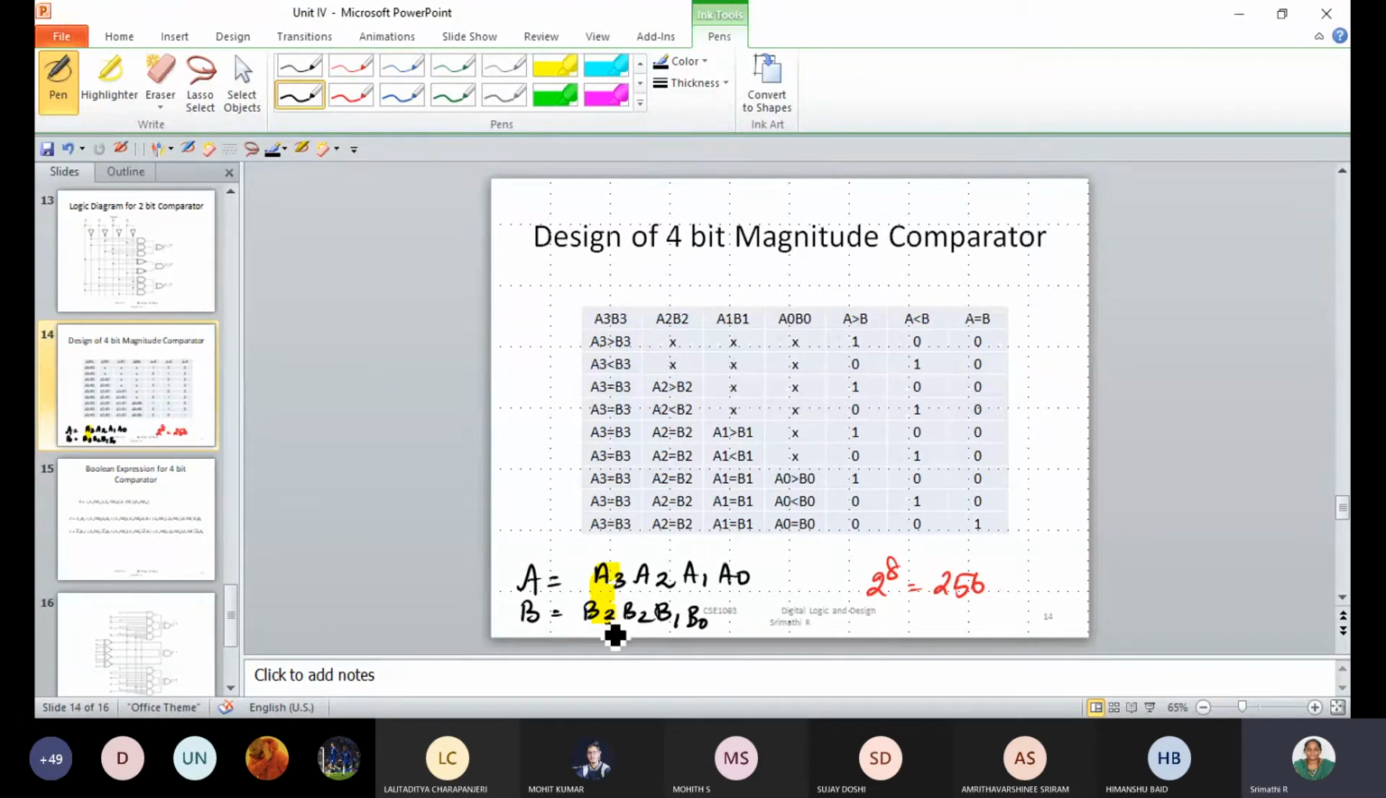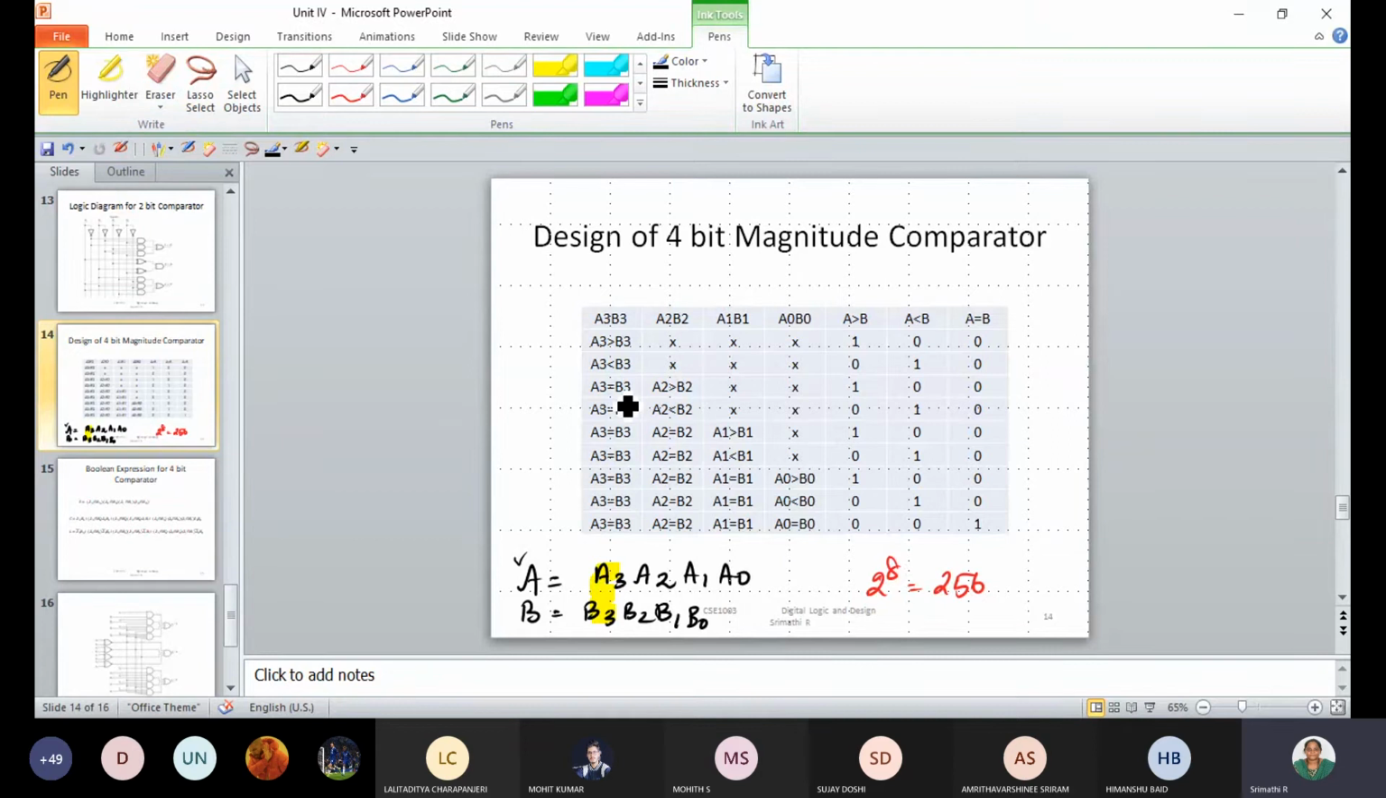Check if A3 is greater than B3. If A3 is greater than B3, definitely the number A is greater. Or if B3 is greater than A3, definitely the number B is greater. So for the first two conditions: A3 greater than B3 means A is greater than B, and B3 greater than A3 means B is greater than A. And if both are equal, I have to go ahead with the next less significant bit, which is nothing but A2 and B2.